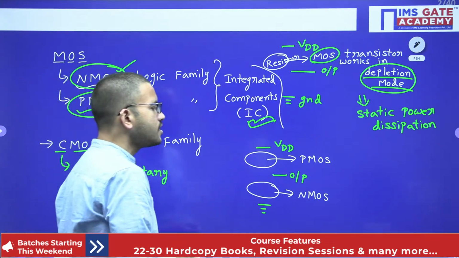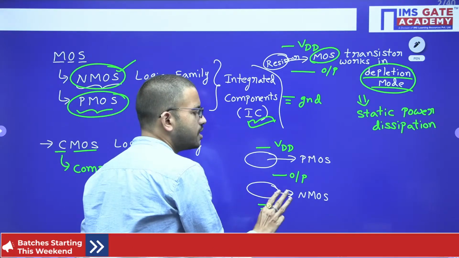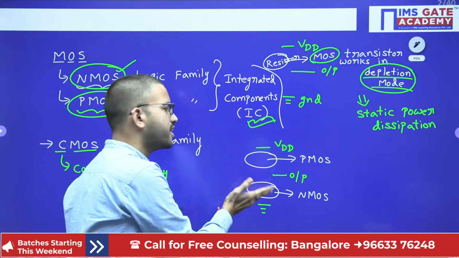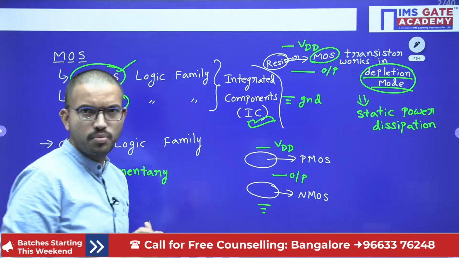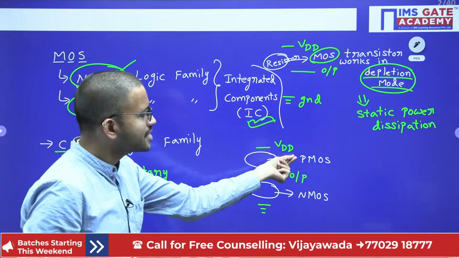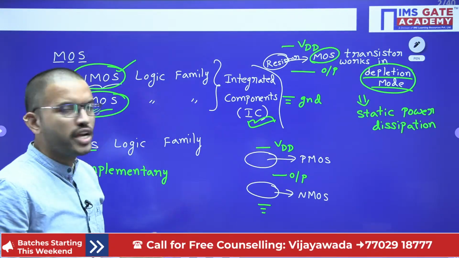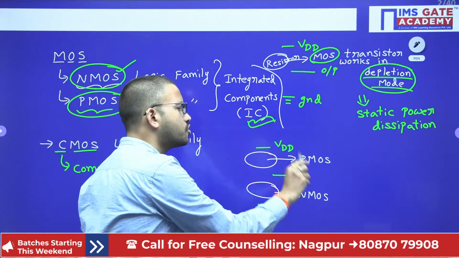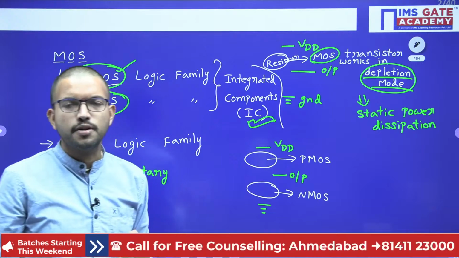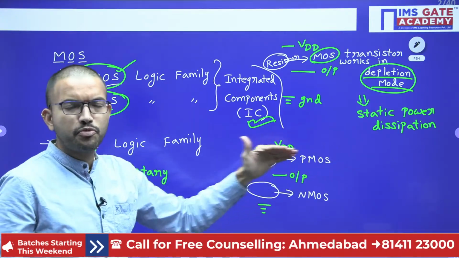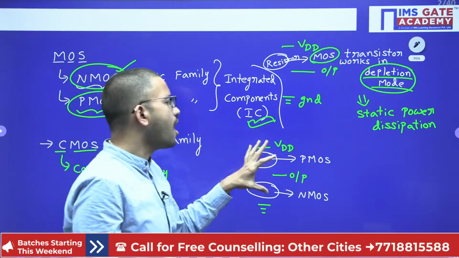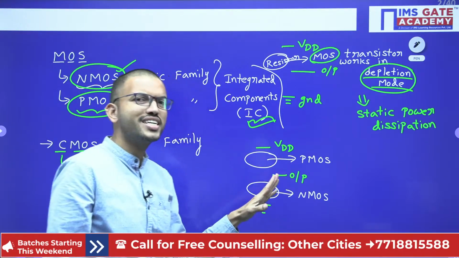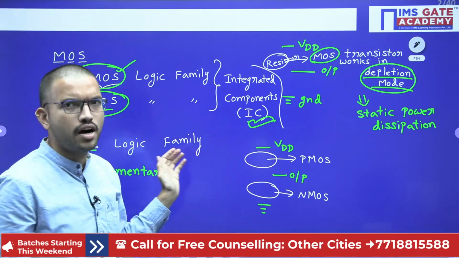Suppose, for example, 3 NMOS transistors are on, the corresponding 3 PMOS transistors will be off. If 2 PMOS transistors are on, the corresponding 2 NMOS transistors will be off. That means if you have a total of 10 transistors, throughout the operation only half of them, that is 5 transistors, are on, right?